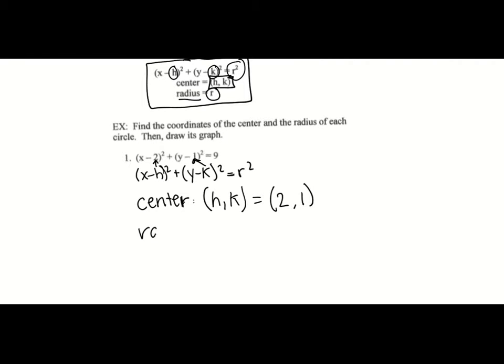Then for our radius, our r squared is on this side of the equal sign, and here we have 9. So if 9 is equal to r squared, we need to get rid of that square to figure out what r is. So now if we take the square root of both sides, the square root of 9 is 3, and our r is 3.